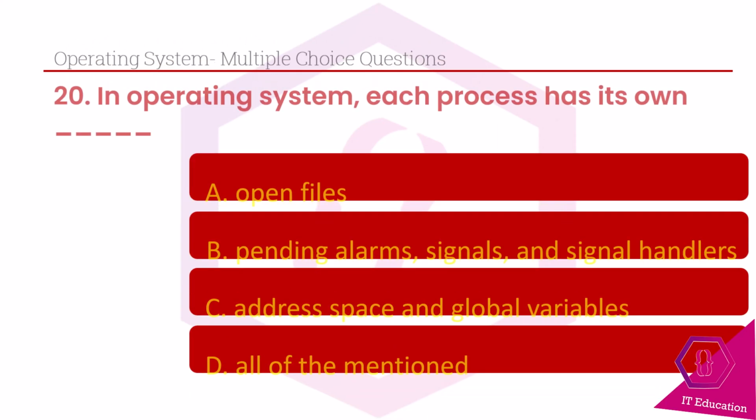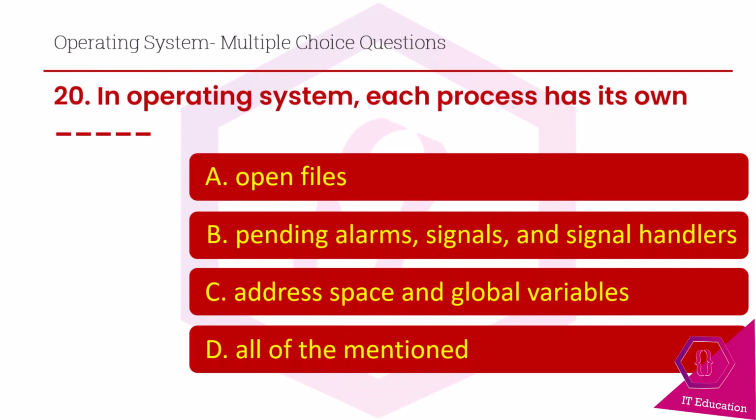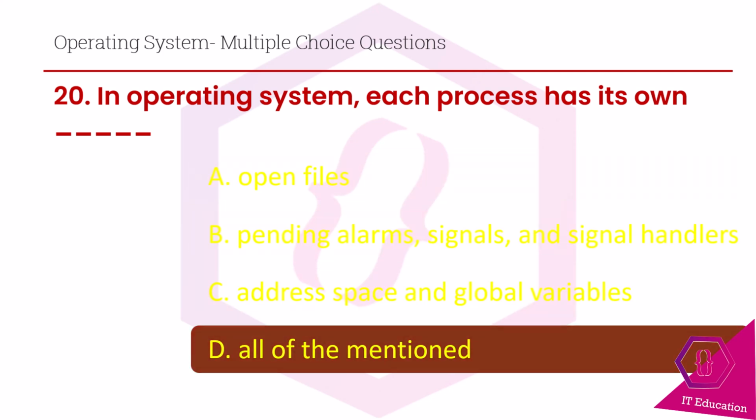And the last question of this MCQ is in operating system, each process has its own option A open files, option B pending alarm, signals and signal handlers, option C address space and global variable, option D all of the mentioned. If we see all of the options, each process has all of these available with the process. That's why option D, all of the mentioned, is the correct answer.